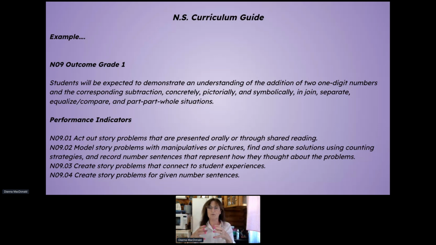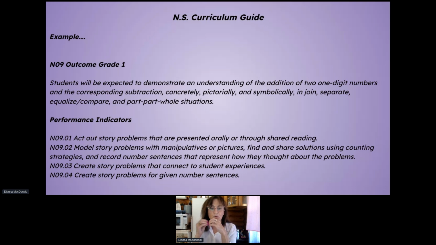And the join is your adding and your separating is your subtraction. Equalize and compare is also a way of adding and subtracting, and part whole. These performance indicators are really important. They really want you to act out story problems. So that's where we're going to start, and that's what we worked on with this teacher, and I can take you through what we did.